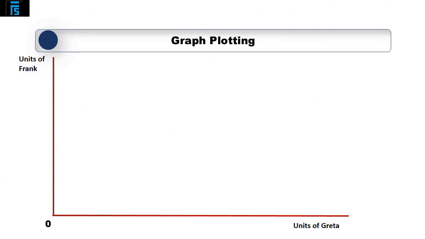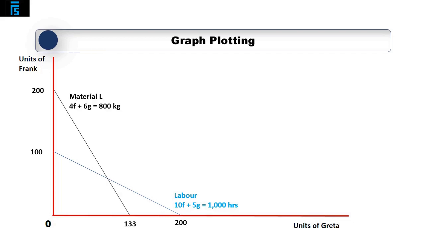So now we have some parameters to put on the graph. We need to plot these points on the graph. For labour, we can mark a point on the G-axis at 200 units and a point on the F-axis at 100 units, and then join the dots together to give the labour constraint line. We can do the same with material L and mark a point on the G-axis at 133 units and on the F-axis at 200 units, and join these together.